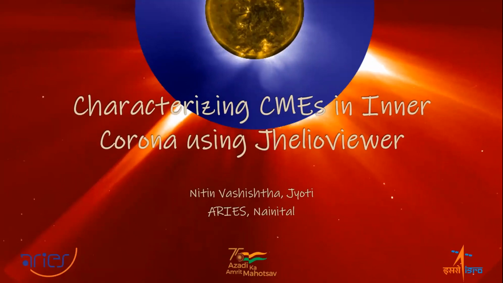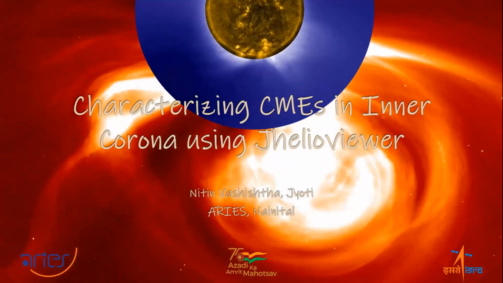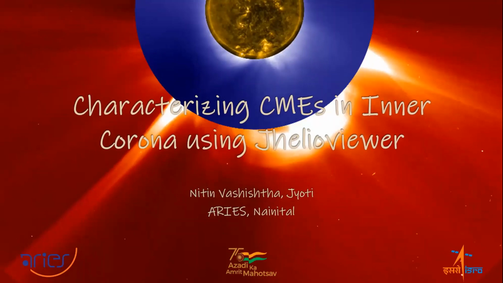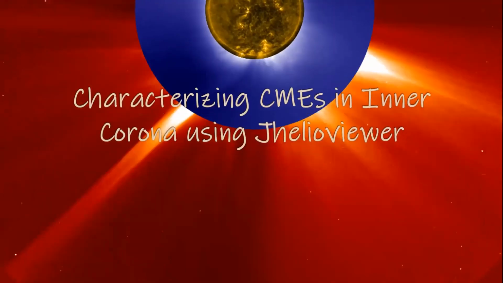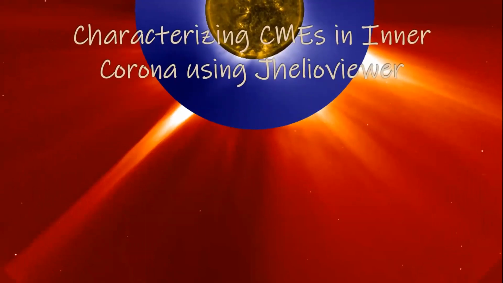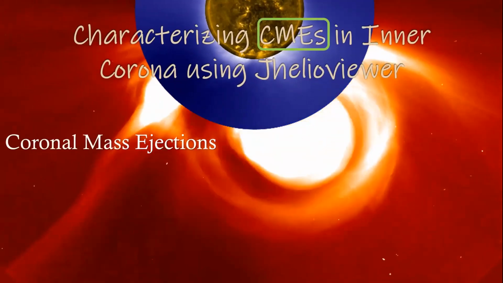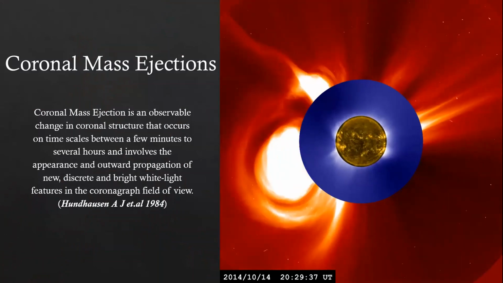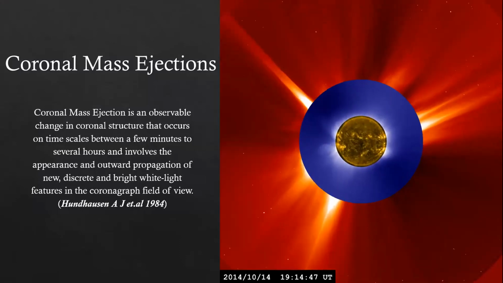Okay, so Nitin and Jyoti are not here. They are PhD students at ARIES, and they will be guiding some of you on characterizing CMEs in the inner corona using JHelioviewer. Okay, so let's see what CMEs are. The full name is coronal mass ejection, and these are observable changes in coronal structure that occur on a time scale between a few minutes and several hours, and it involves outward propagation of bright white light features.